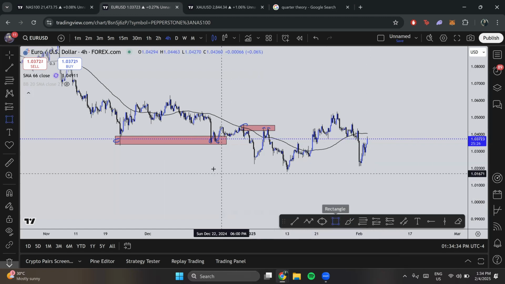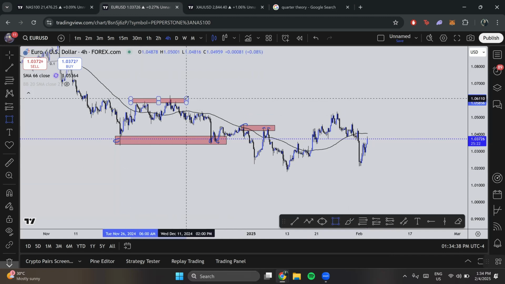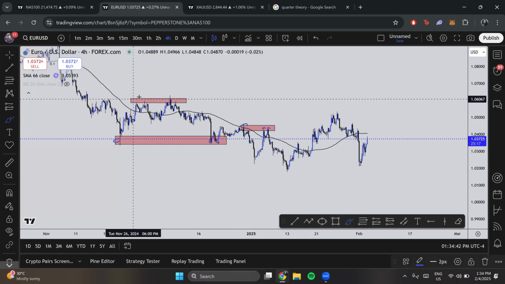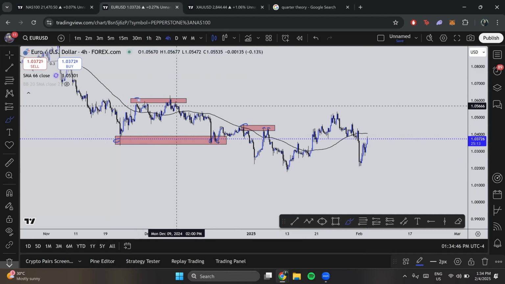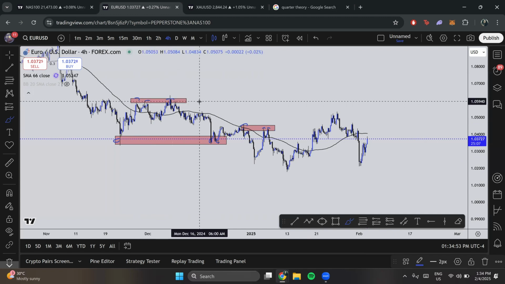Like over here, this is another resistance. One, two, there's more touches here. So this is basically what support and resistance is.